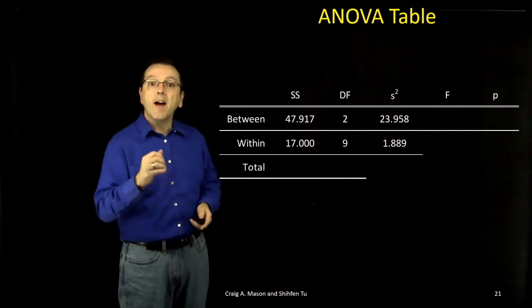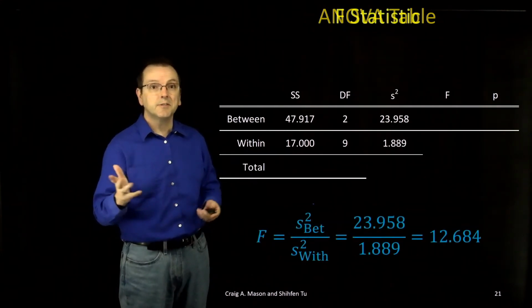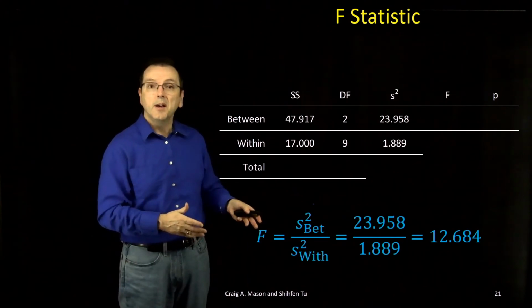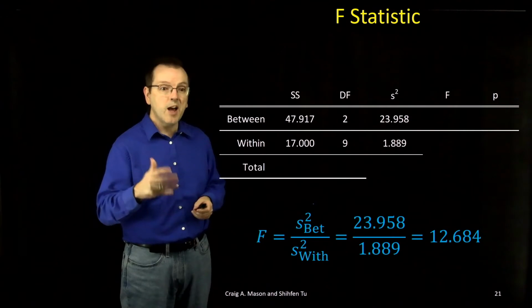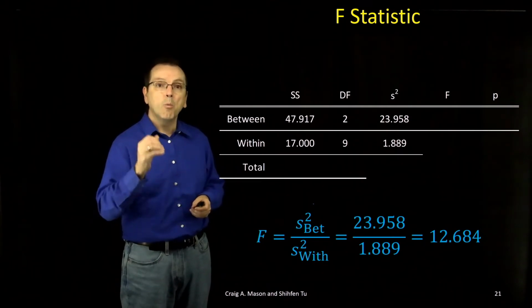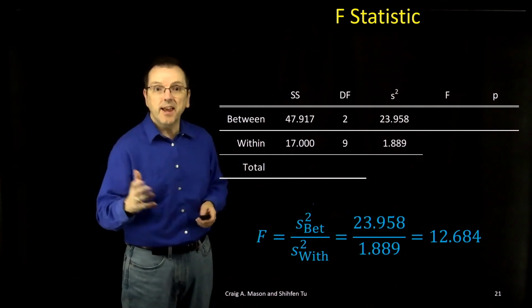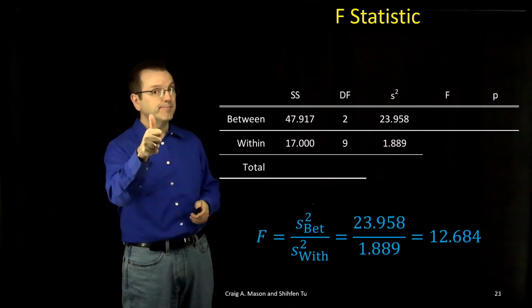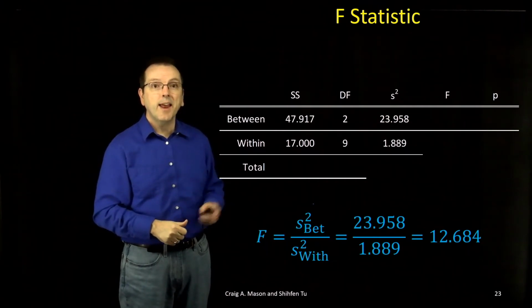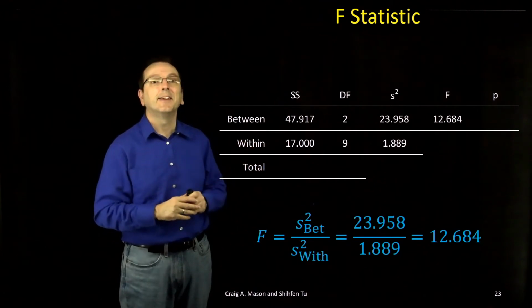We're now ready to calculate our F statistic, and to get that, we just divide the variance between by the variance within, which is 23.958 divided by 1.889, which gives us an F of 12.684. All right? We then add that to the ANOVA table, and we're almost done.